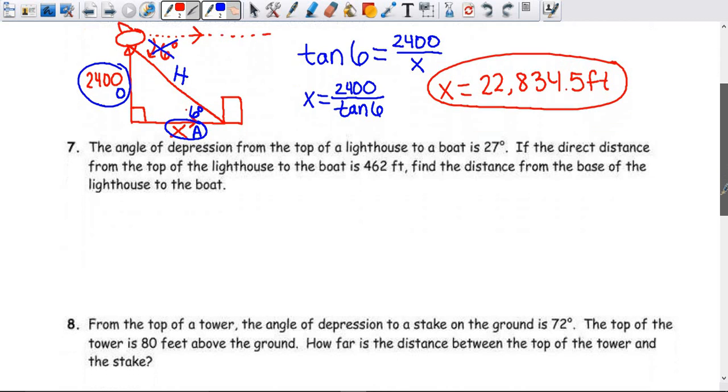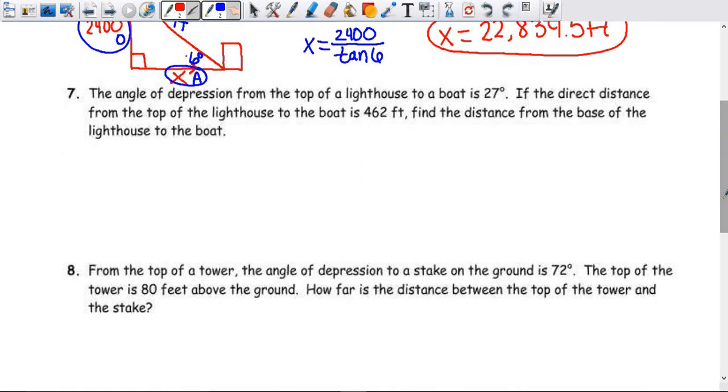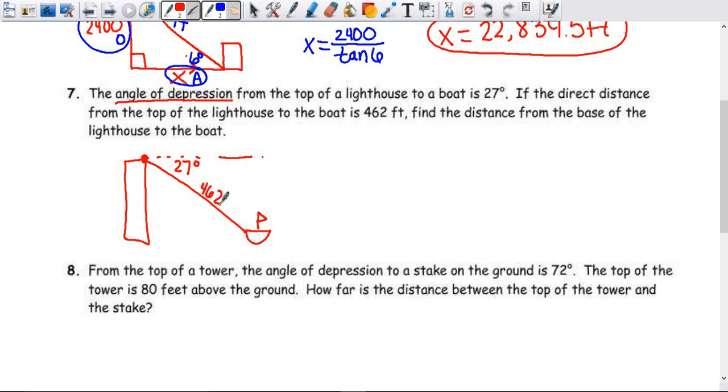Let's do one more example with angle of depression. So we have that right off the bat. The angle of depression from the top of a lighthouse to a boat is 27 degrees. So we have this lighthouse. From the top of the lighthouse, the angle of depression to the boat is 27 degrees, because you are at the top of this lighthouse looking down at the boat. If the direct distance from the top of the lighthouse to the boat is 462 feet, find the distance from the base of the lighthouse to the boat. So that's the length that we are going to find.